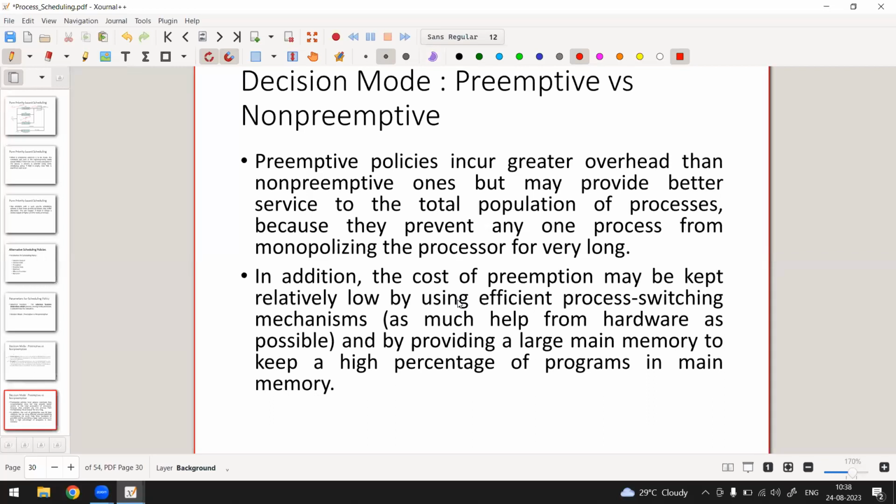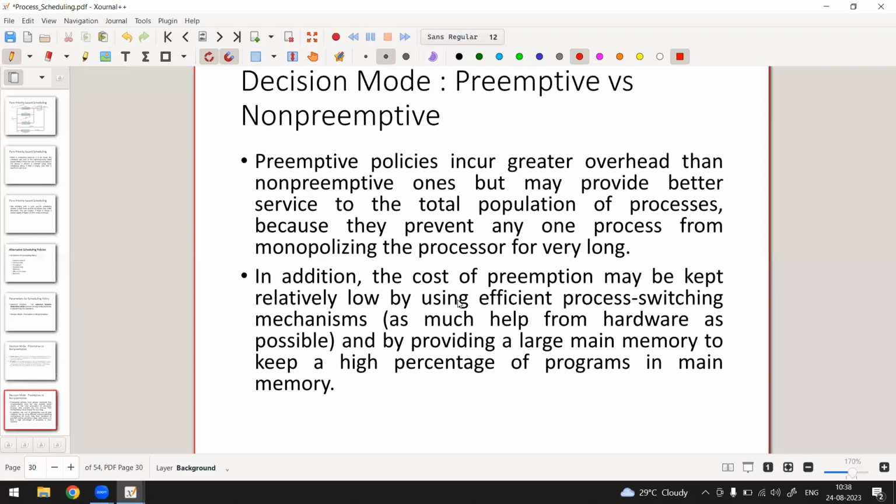It will prevent the monopolizer. What is the meaning of monopolizing the processor? It means one process has taken the control of the processor for a long time. It is not going out. So that will not happen if your policies are preemptive.